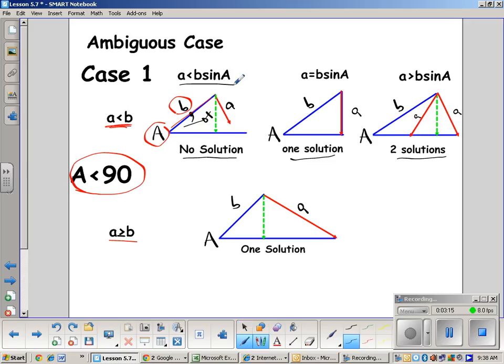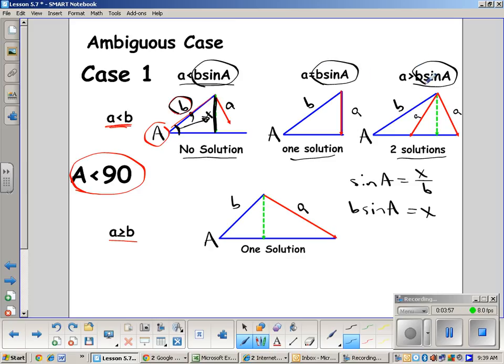B sine A. Well, if I'm looking at angle A, this side right here, the green dotted line, I'm going to call X. That's the opposite of angle A. Is that correct? And B is the what to this triangle? The hypotenuse. Well, opposite and hypotenuse is sine. So we would say sine of A is equal to opposite over hypotenuse. If I multiply both sides by B, I get X is equal to B sine A, which is what we have in all of these.